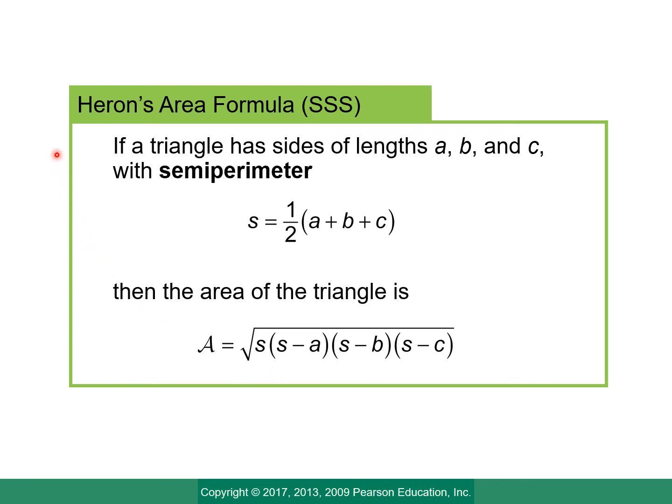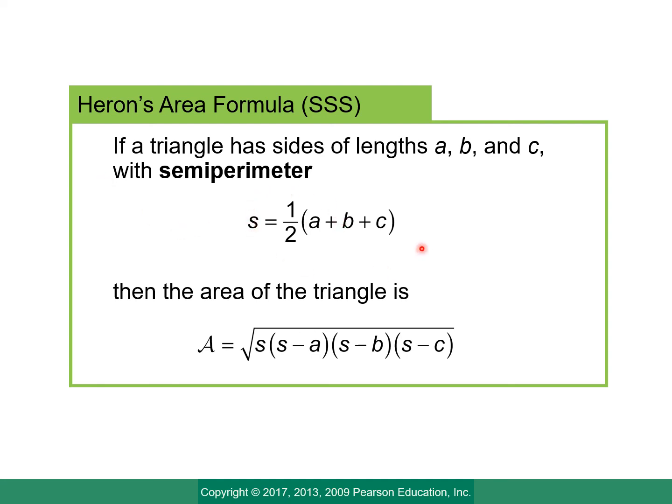There is an interesting formula toward the end of this section here, and it's called Heron's area formula. So in the previous video, we talked about area formulas for oblique triangles, but this formula is interesting because it doesn't involve knowing any angles. So this is if you know all three side lengths. So you can still figure out the area of a triangle if you only know the three side lengths.